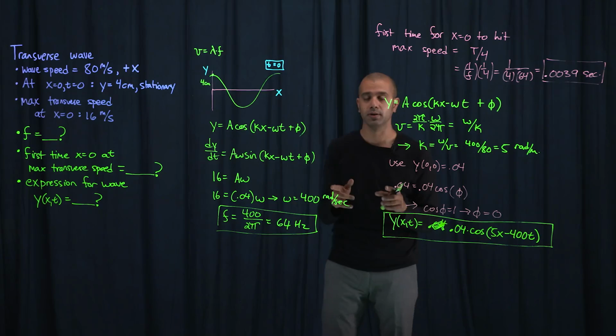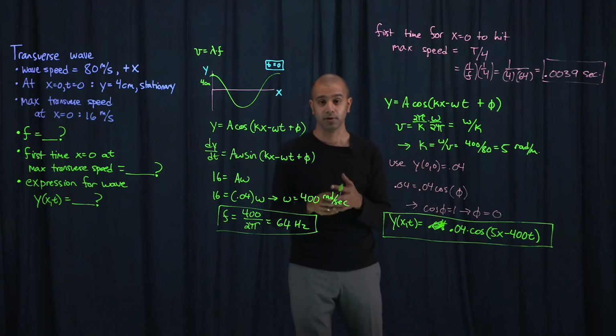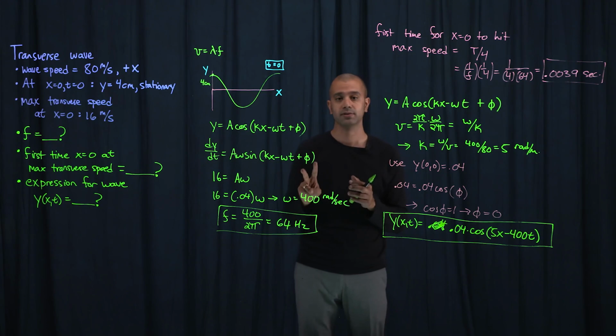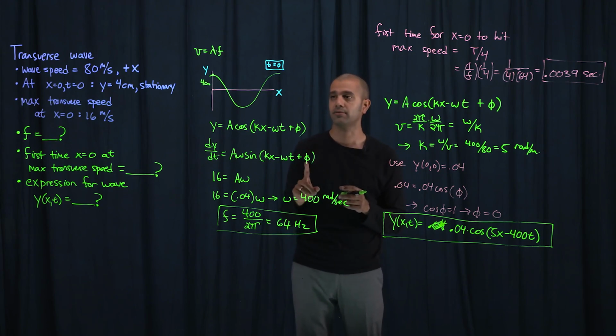I'm going to ask one more question to you guys, which is not in the problem statement, and that's the following. I want you guys to draw 2 graphs. The first graph is a history graph of the position of x equals 0.